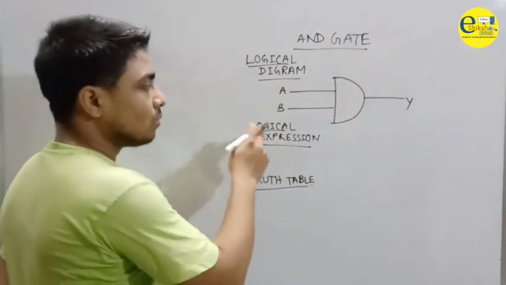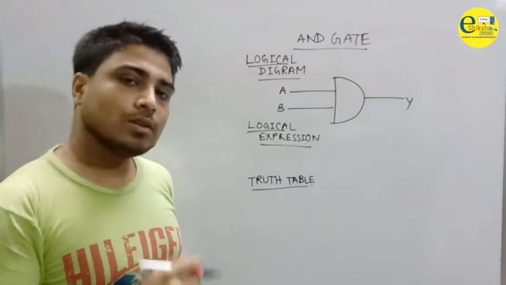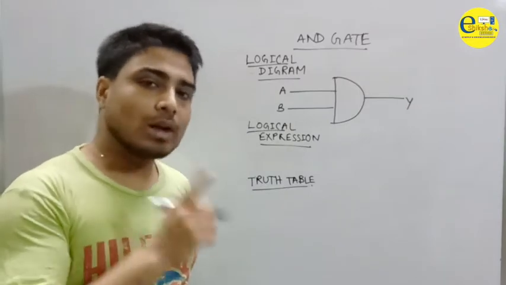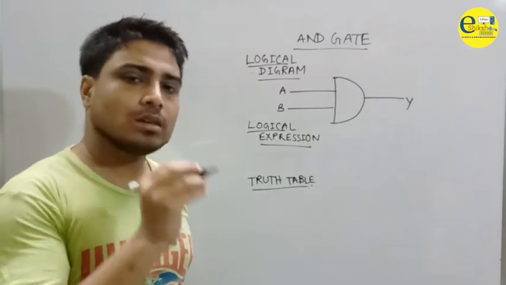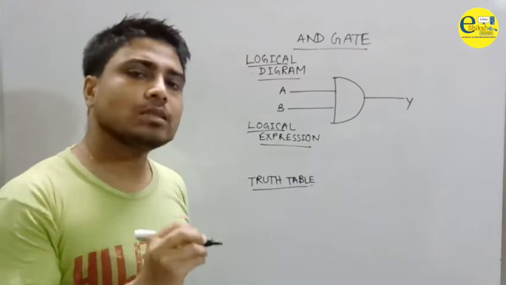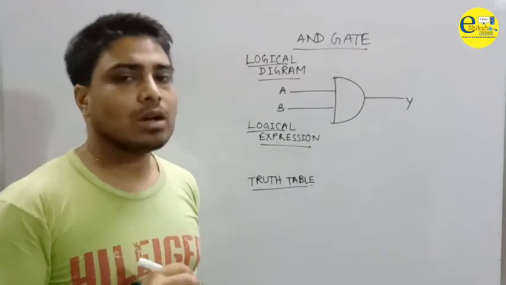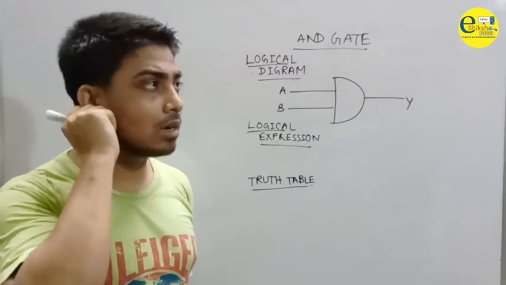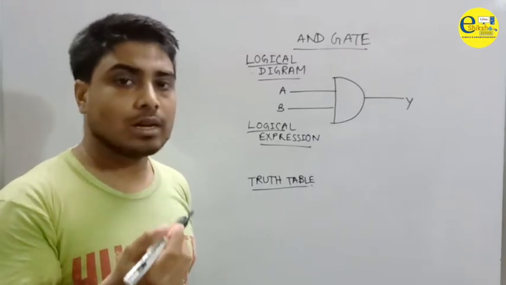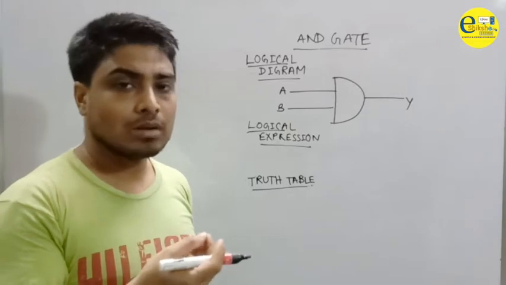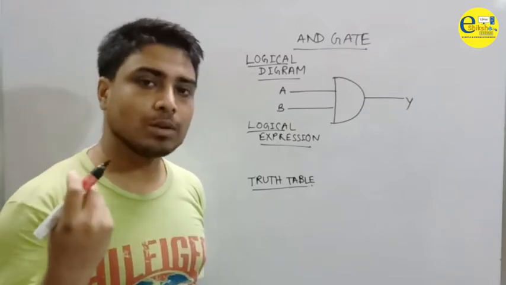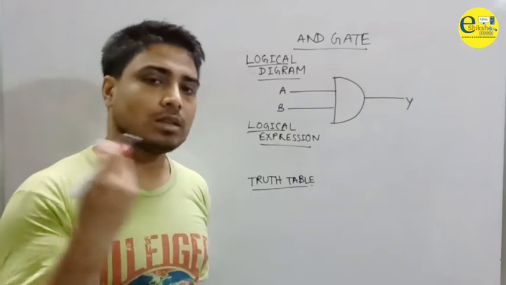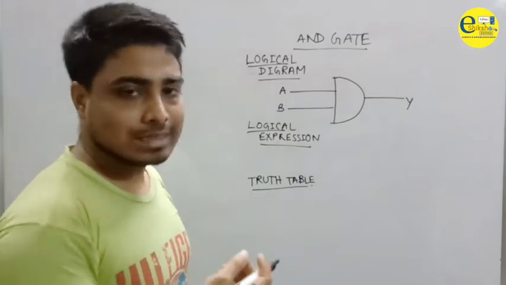So here students notice that for NOT gate, it has one input and one output. A NOT gate always has one input and one output. Sometimes you may be asked to tell a gate name where the number of input and output is same. At that time your answer will be NOT gate, because NOT gate has one input and one output. That's why the number of input and output is same.